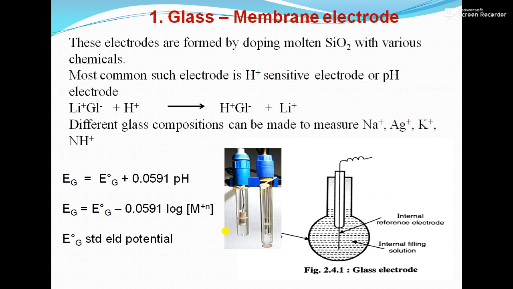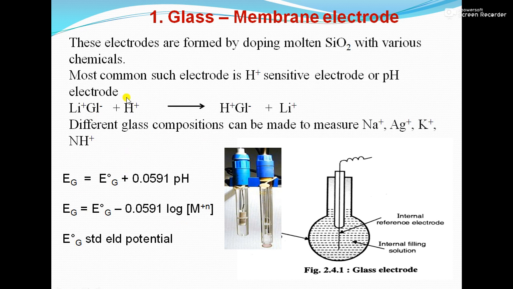So first, that is glass membrane electrode. It is similar to the glass electrode which we discussed in the previous lectures. So in that we are having only that Li glass. Instead of that we are having Na glass. So that is the only difference. Remaining part is the same.